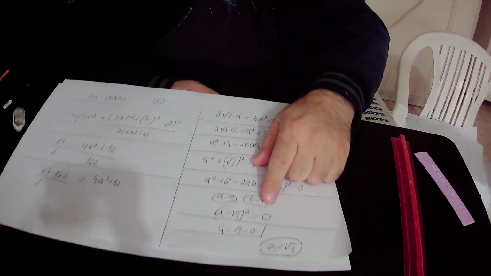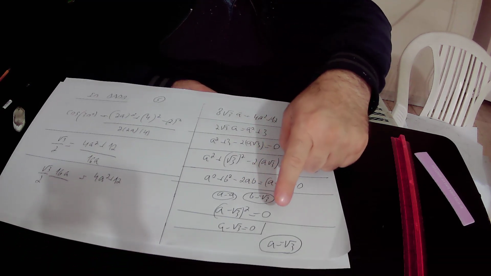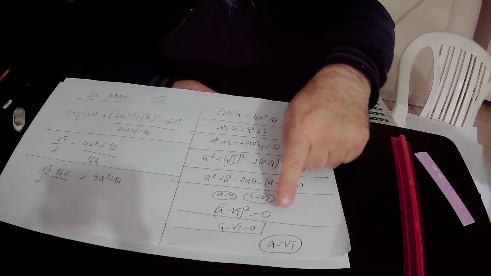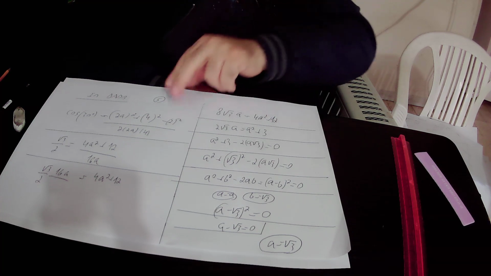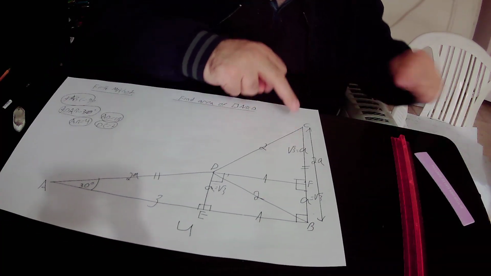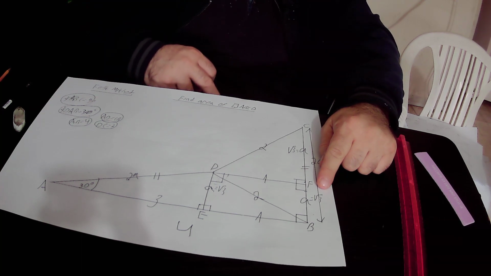We took a root out of this equation and we got that A minus square root of 3 squared equals 0. We added square root of 3 to this equation and we got that A equals square root of 3 units. So we found out that A equals square root of 3 units. Here A equals square root of 3 units.